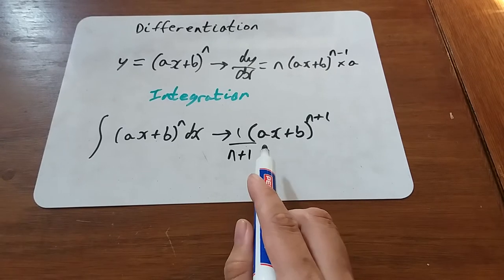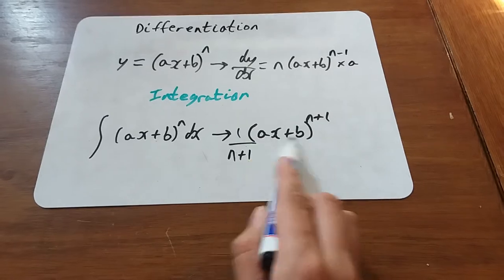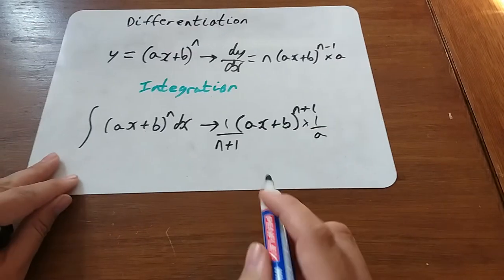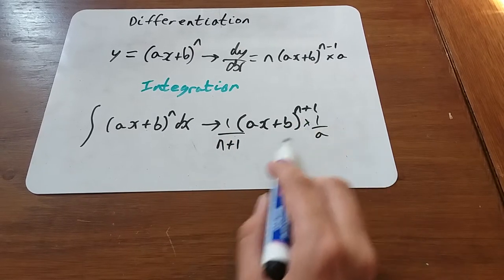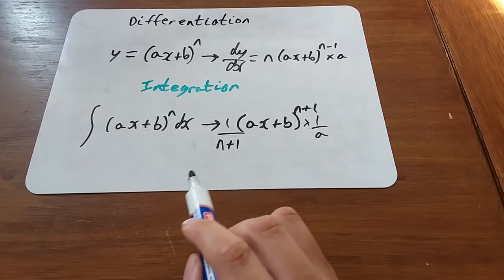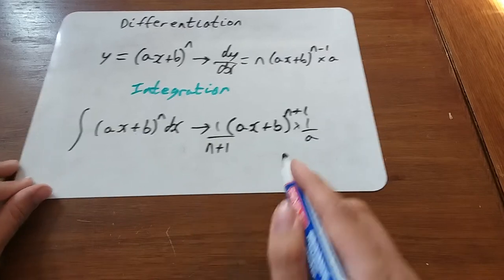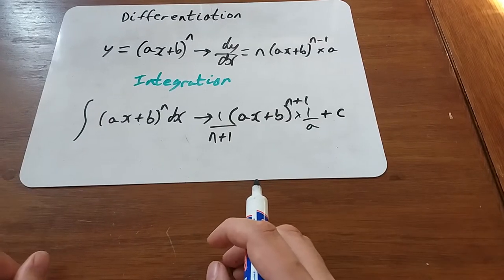One final thing to do, the equivalent of timesing out by this a would be dividing by this a. I'll just do it at the end here. We could neaten it up later. So the operations here, add 1 to the power, divide by the new power, and then we're going to divide by a in this case. Notice that the b didn't really affect it. There's one final thing I'm missing on this integration. Whenever we integrate, we need a plus c as well.